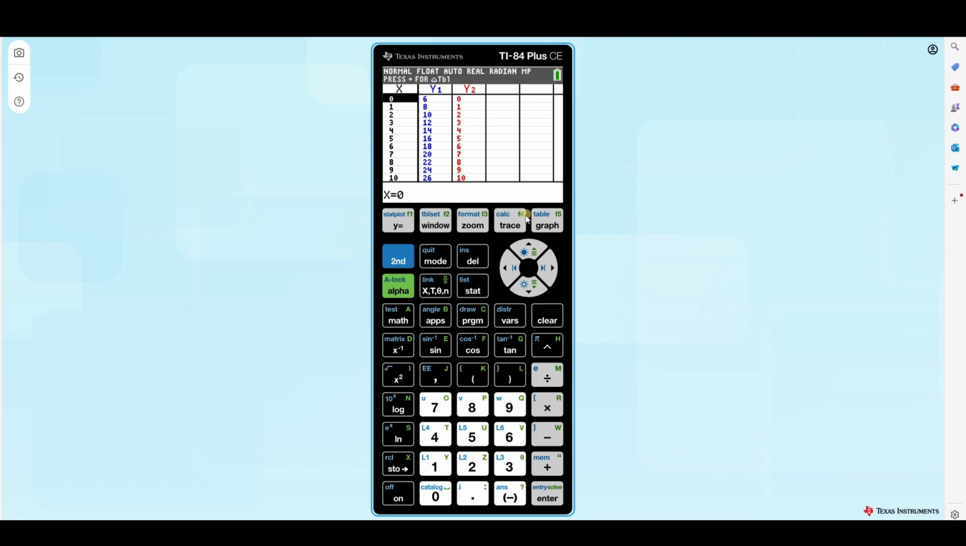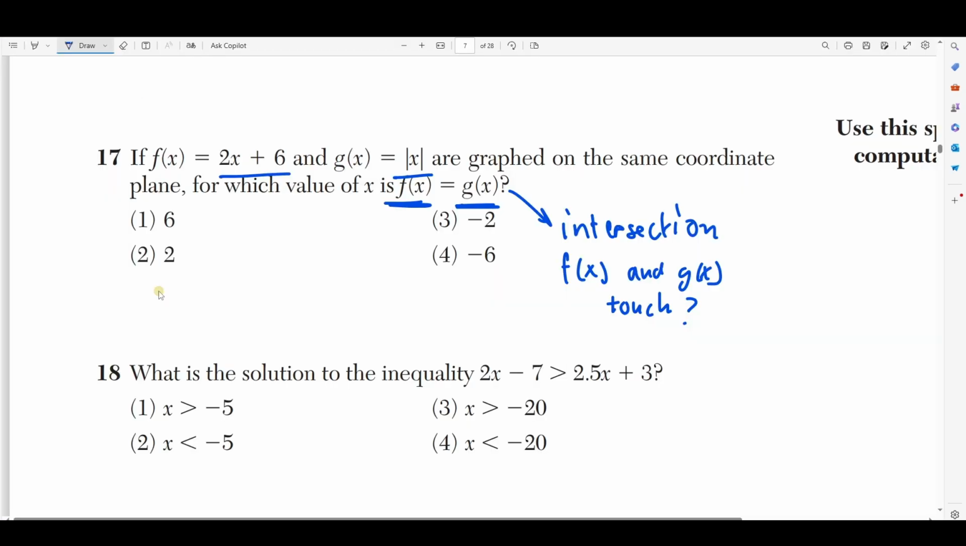And this point is going to be somewhere negative. It's going to be at negative 2 because at negative 2, f of x is equal to 2 and g of x is also equal to 2. So it's going to be the point negative 2.